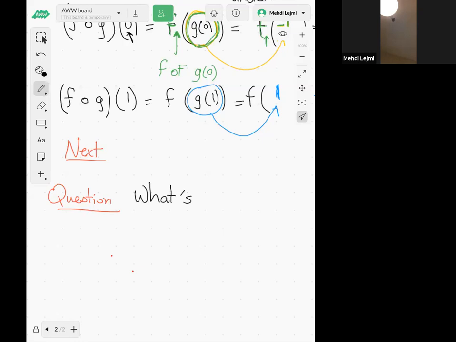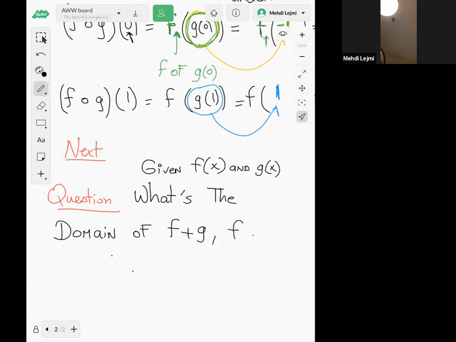Now, if we have 2 different functions like f and g, the question is, what will be the domain of f plus g or f times g, etc.? So given f of x and g of x, we have 2 functions, and the question is, what's the domain of f plus g, f minus g, f times g, and then f over g?